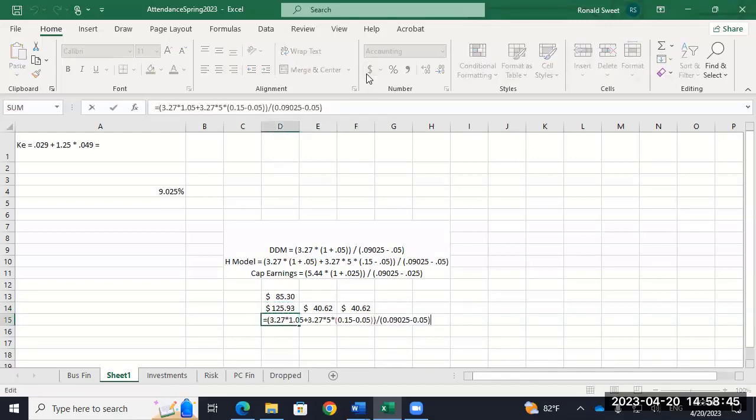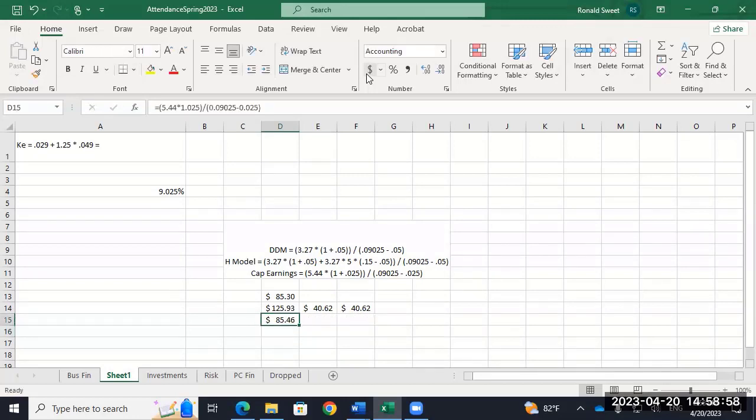And then the last one, we're going to use earnings per share, 5.44 times 1.025, divided by that minus 0.015, you get 85.46 if I did it all right. So those are the values I got. I don't know what y'all got.